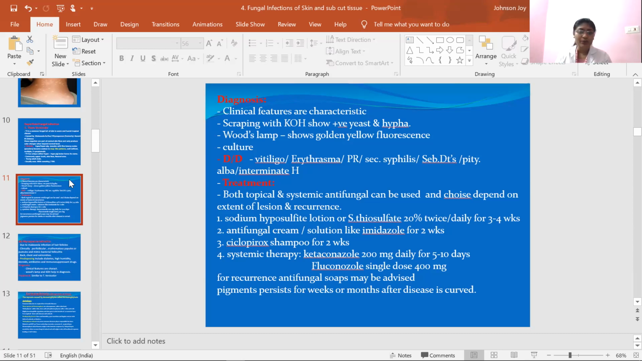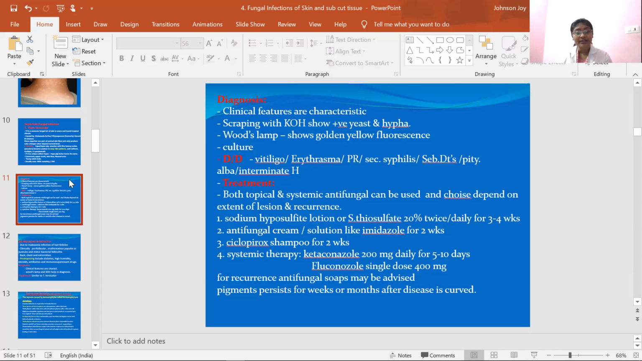Now, what is the treatment of tinea versicolor? You can use both topical and systemic antifungals, and the choice depends on the extent of the lesion, as well as how recurrently the patient is presenting with the disease. So you can give sodium hyposulfite lotion or sodium thiosulfate 20%, which can be applied twice daily for 3 to 4 weeks, for about a month.